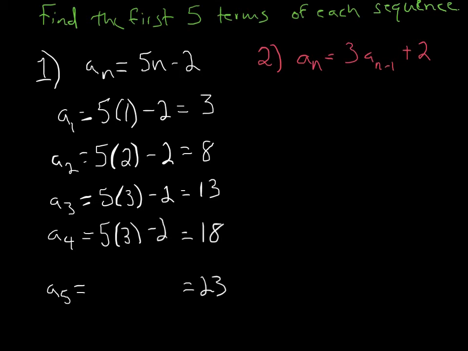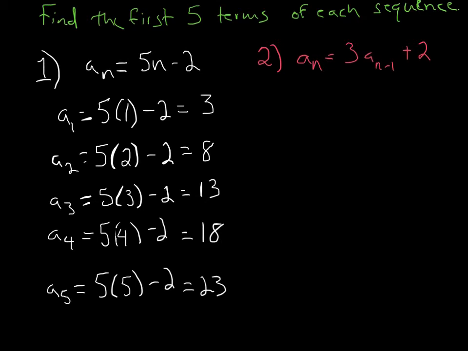If we do the math, that shouldn't be 3. This is the 4th term, so I'm going to replace that 3 with a 4. 5 times 4 is 20, minus 2 is 18. And let's do this: 5 times 5 is 25, minus 2 does equal 23. So there's my first 5 terms of that sequence. And remember, that's an explicit formula.